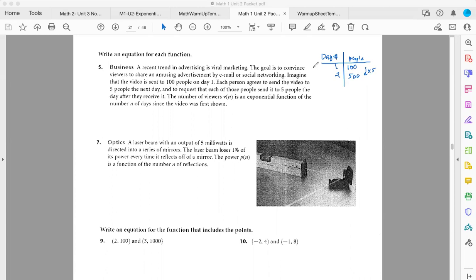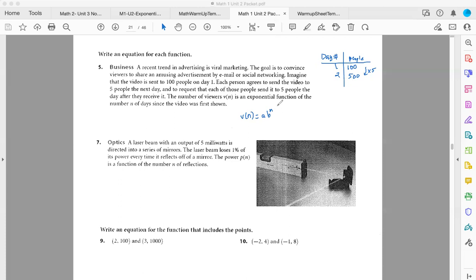And then we request that each of those people send it to 5. So there's a times 5, multiply by 5 pattern the day after they receive it. The number of viewers V of n, so remember we know, say, f of x or g of x. Here V for viewers, V of n, is an exponential, and it's a function of the number of days, right? So instead of calling it a b to the x, we call it a b to the n, because it's V of n instead of V of x.